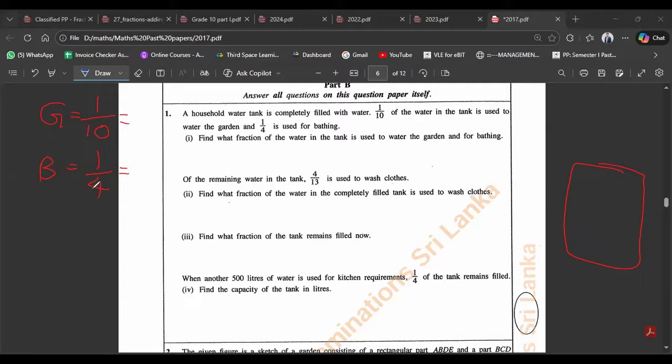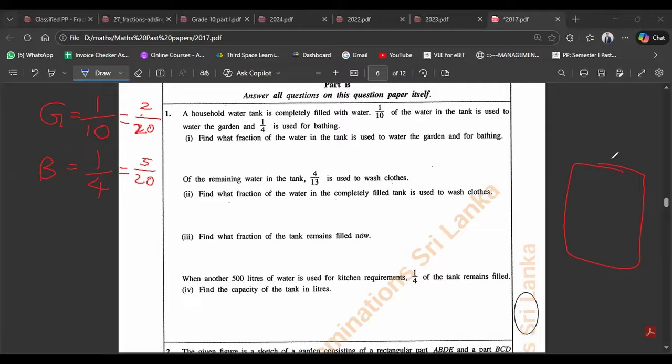For 10 and 4, the common denominator is going to be 20. So 1/10 would be the same as 2/20. 1/4 would be the same as 5/20. Are you all clear with this?